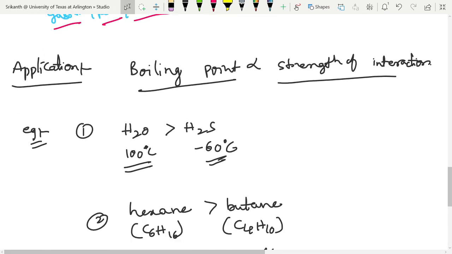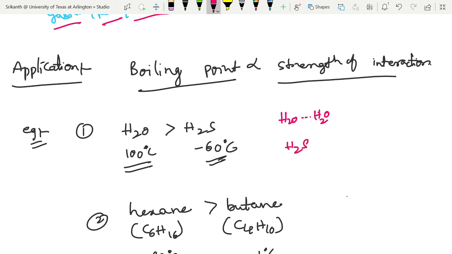So let's do one of the applications. Why do we need to learn these temporary interactions? As we know, boiling point is directly proportional to the strength of interaction. In the case of water, just write H2O, H2O, H2O, because hydrogen bonding happens between oxygen and hydrogen, and we have H2S and H2S. Hydrogen bonding exists between oxygen and hydrogen, and also sulfur and hydrogen, because hydrogen is electropositive and sulfur is electronegative, but less electronegative than oxygen.